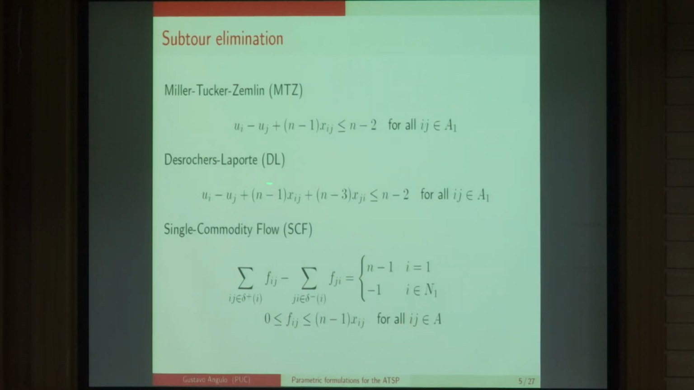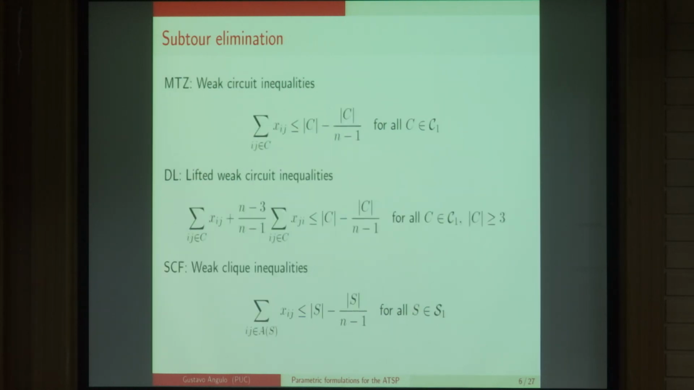So we have the 3 extended formulations: u variables here, u variables here, f variables here. If we want to compare the strengths of these formulations, we have to project them onto the x space, okay? So if we project the Miller-Tucker-Zemlin formulation into the x space, we recover what are called the weak circuit inequalities, okay? So here we have the sum of the arcs over each cycle.